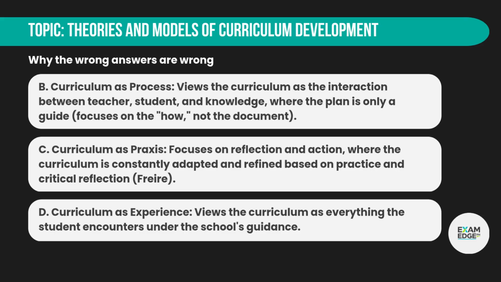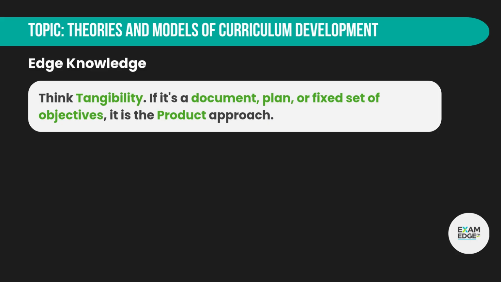B. Curriculum as process. Views the curriculum as the interaction between teacher, student, and knowledge, where the plan is only a guide, focuses on the how, not the document. C. Curriculum as praxis. Focuses on reflection and action, where the curriculum is constantly adapted and refined based on practice and critical reflection, Freire. D. Curriculum as experience. Views the curriculum as everything the student encounters under the school's guidance. Edge knowledge. Think tangibility. If it's a document, plan, or fixed set of objectives, it is the product approach.